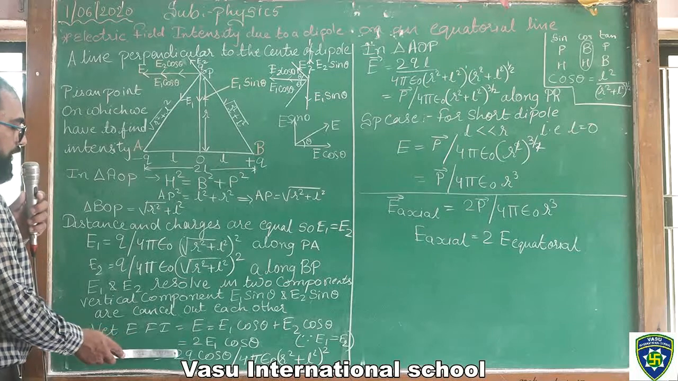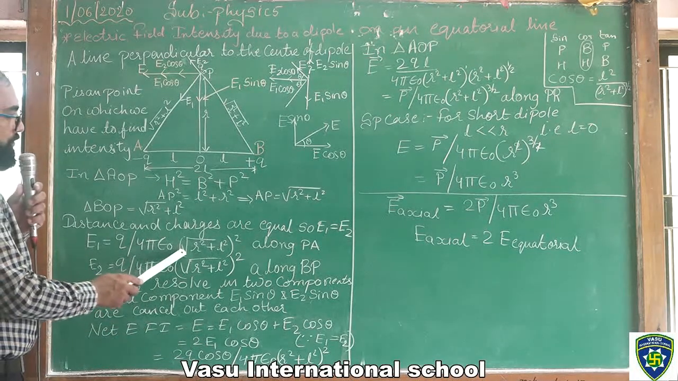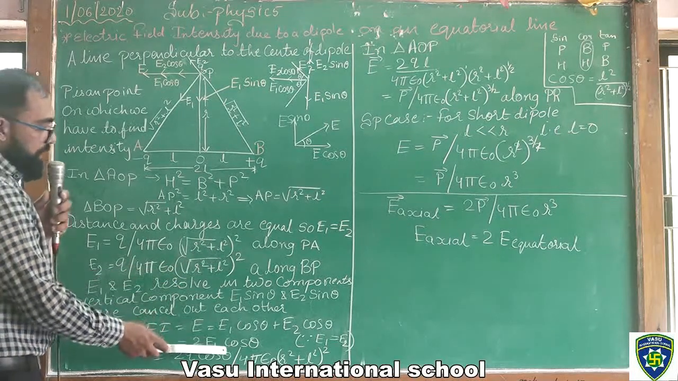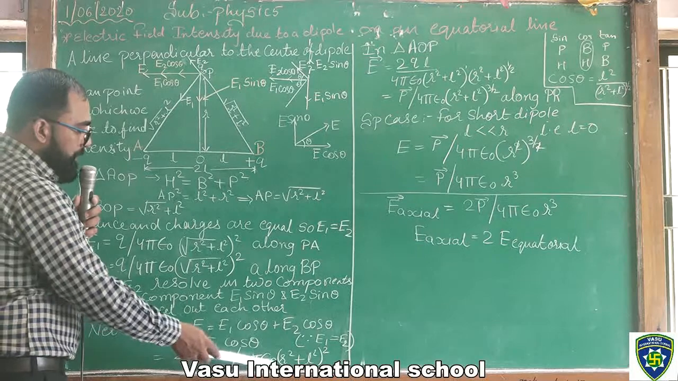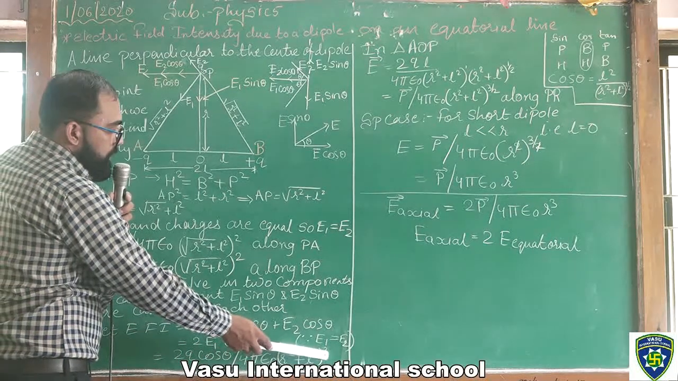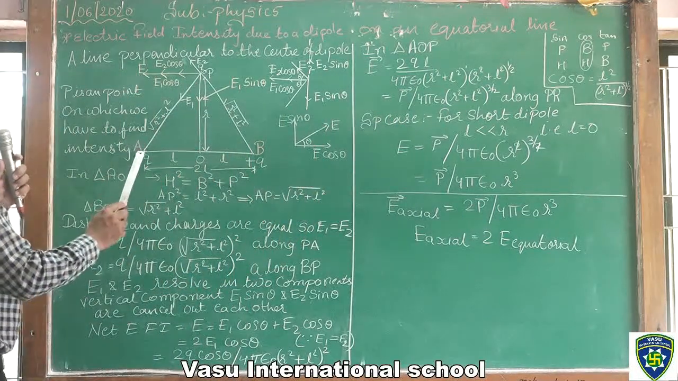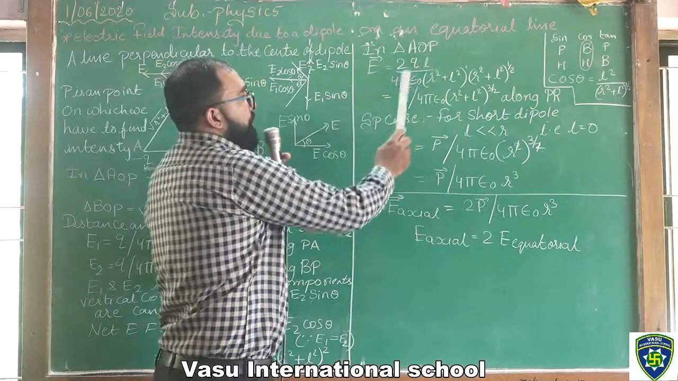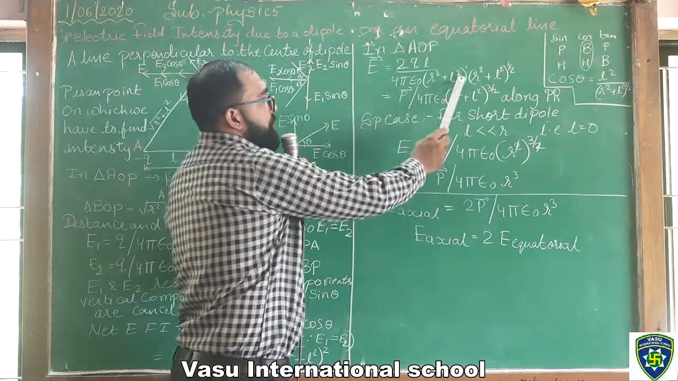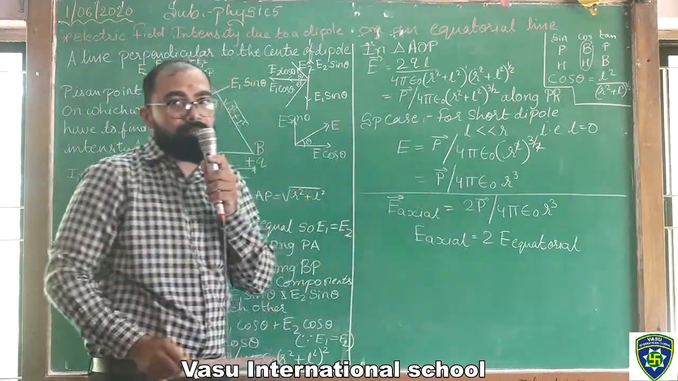Now that is equal to 2 into E1, where E1 is Q upon 4 pi epsilon 0 into R square plus L square. So 2Q cos theta upon 4 pi epsilon 0 into R square plus L square the whole square. Now in triangle AOP, okay, so E is equal to 2QL upon 4 pi epsilon 0 into R square plus L square raised to 1 by 2. How did that come here?